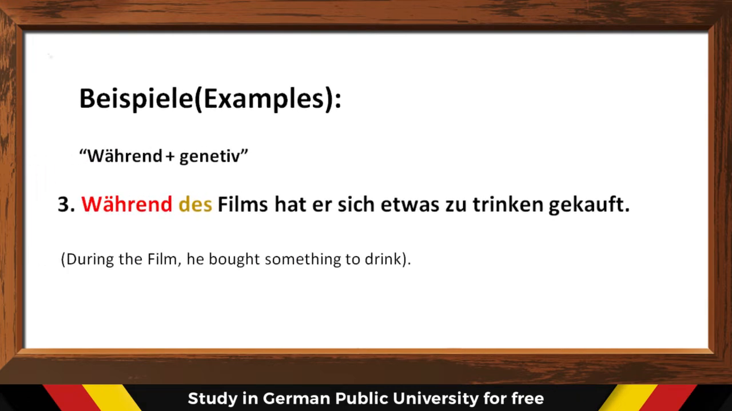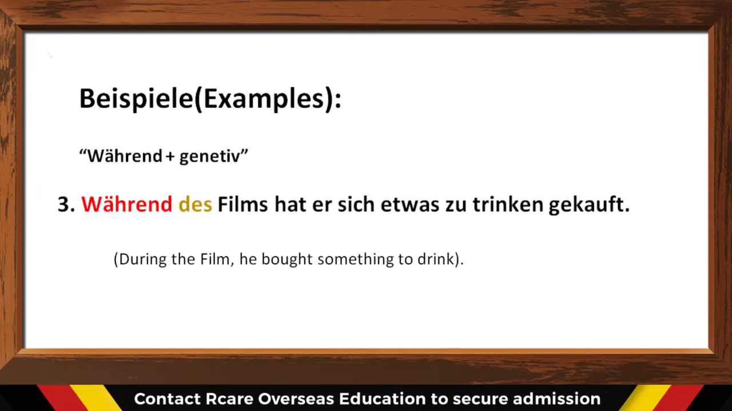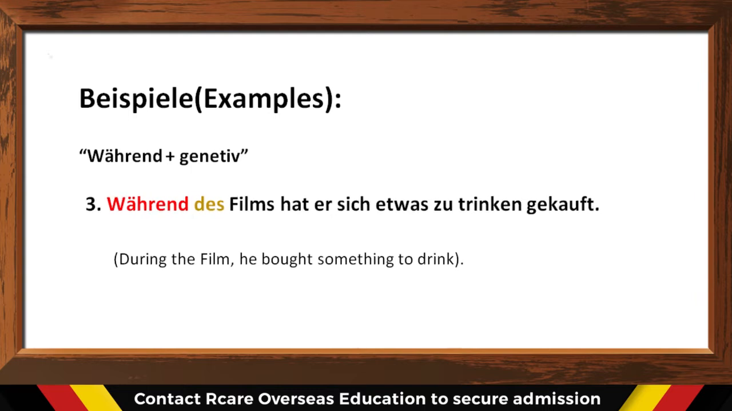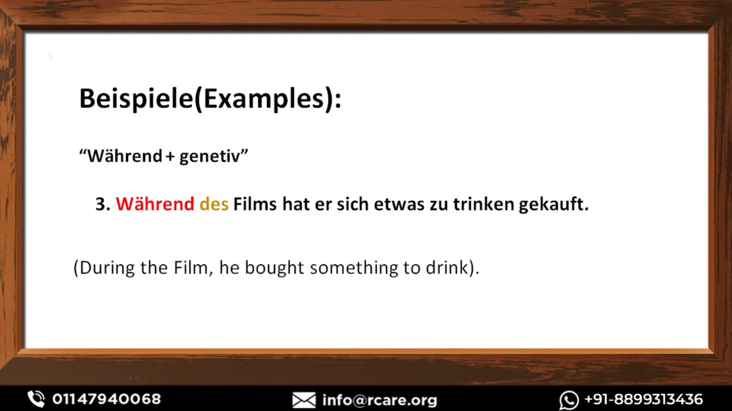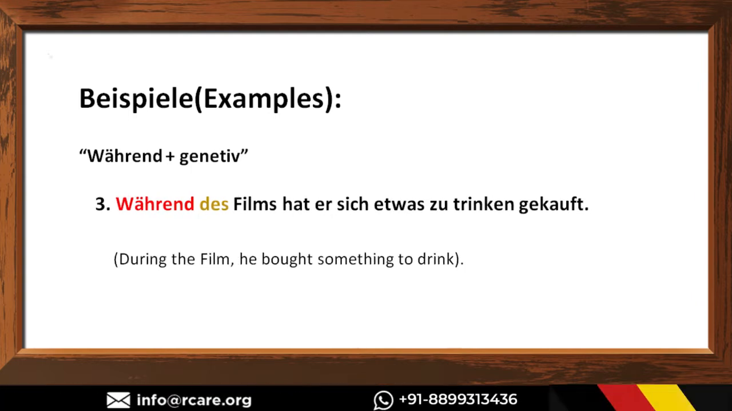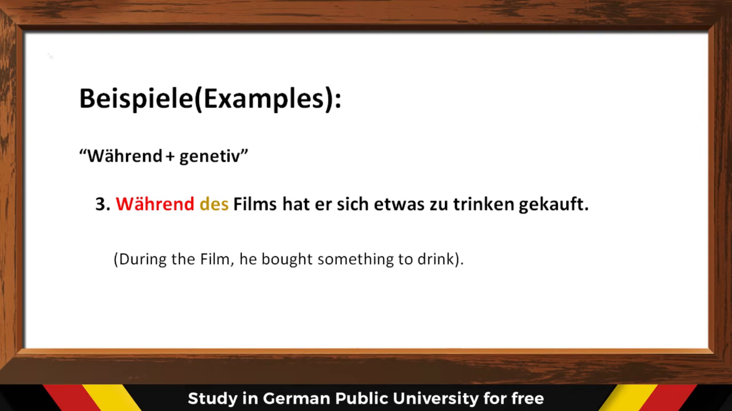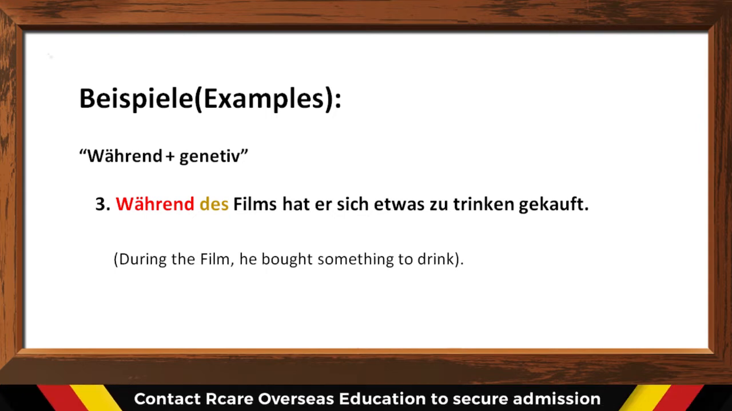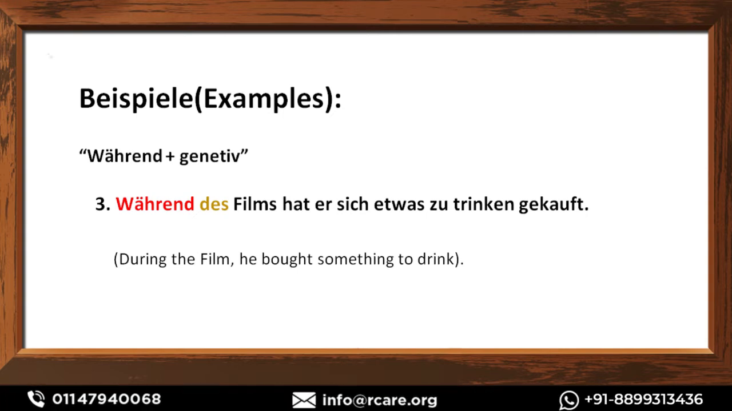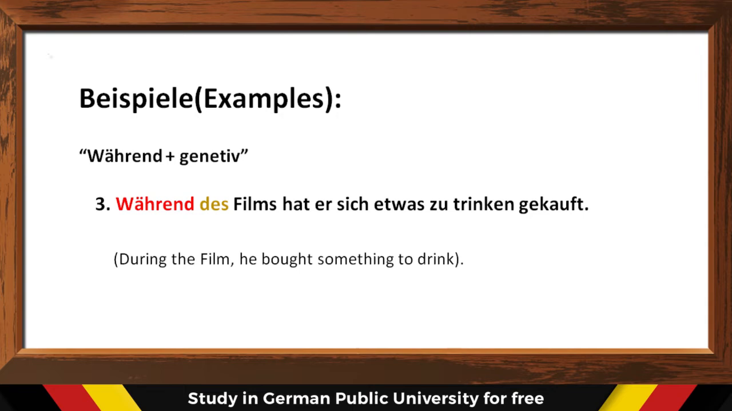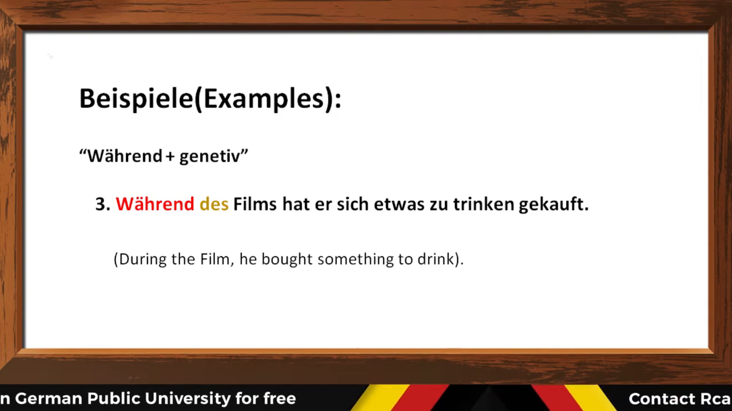Während des Films hat er sich etwas zu trinken gekauft. During the film, he bought something to drink. Now, während is a genitive preposition, and that's why we have used the article des and the extra ending with Film, that is s. We use these prepositions only with nouns.